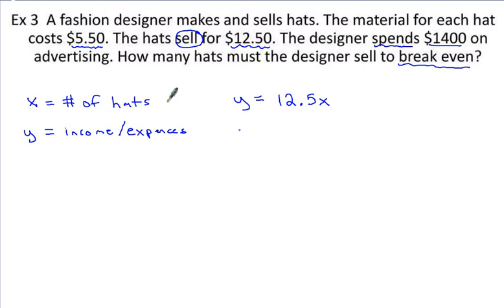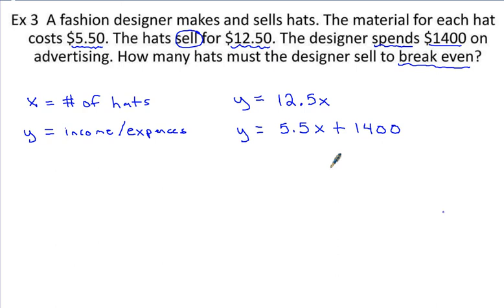The money they are spending, which we're still going to call y equals, is going to be the money they have to put out to do this. So how much does it cost them to produce every one of the hats? 5.5x. What else do they have to spend money on? Yep, that $1,400 on advertising. So there's also a $1,400 charge that is an expense.